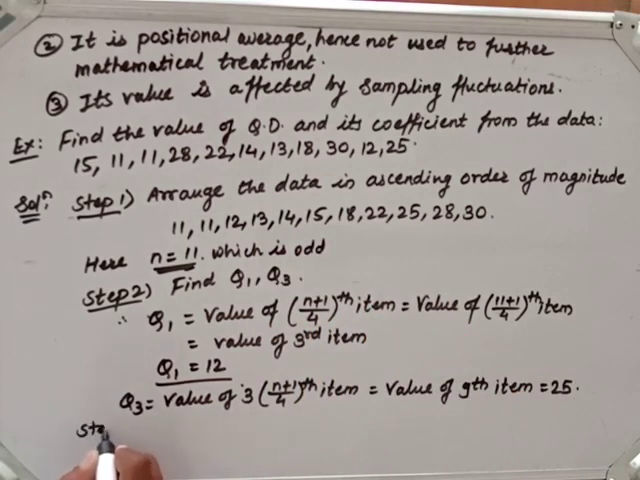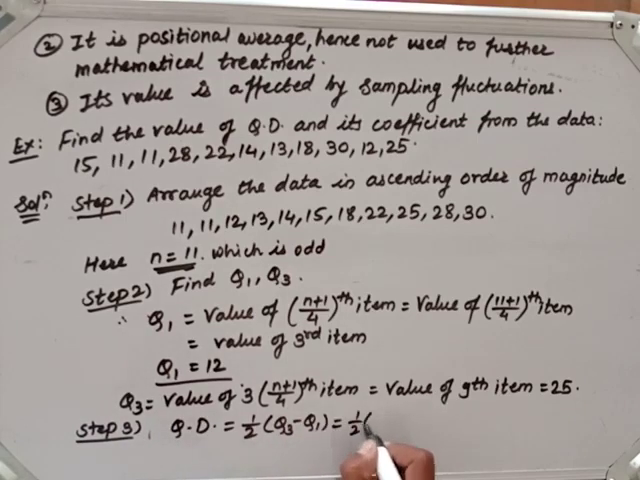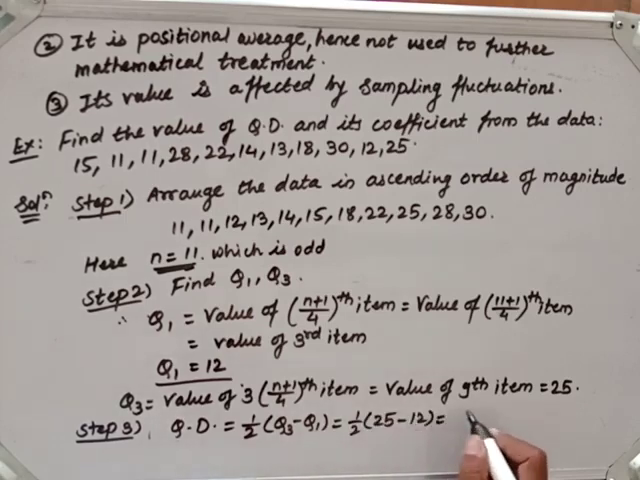Now step 3: let us determine the quartile deviation. Quartile deviation is half times (Q3 minus Q1). Q3 is 25, minus 12. So this is 13 by 2, which will be 6.5.